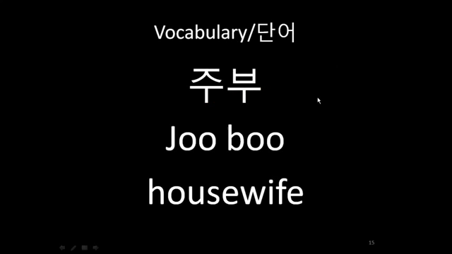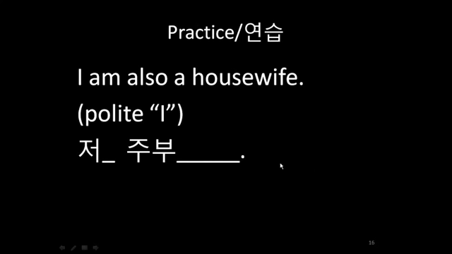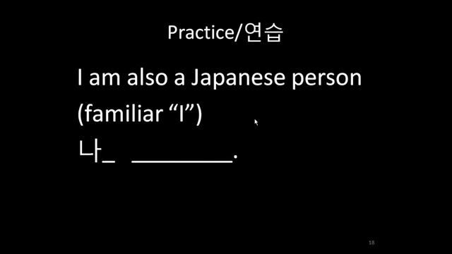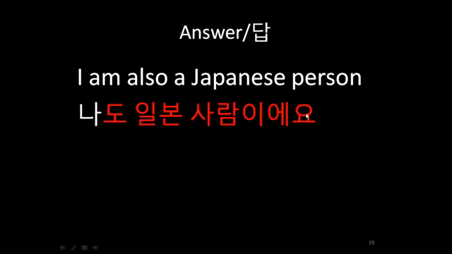Let's learn a new vocabulary word. 주부 means housewife. So let's make a sentence using this new vocabulary word. How would you say, I am also a housewife, using the polite I? The answer is, 저도 주부예요. Let's make another sentence. How would you say, I am also a Japanese person, using the familiar I? The answer is, 나도 일본 사람이에요.